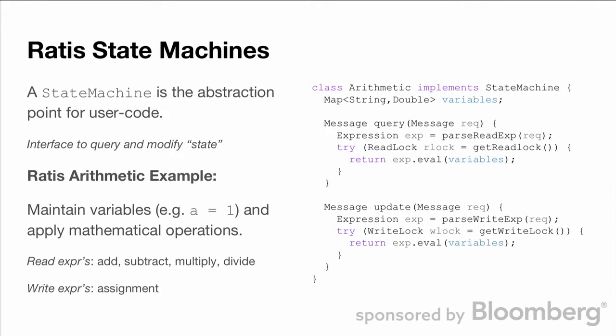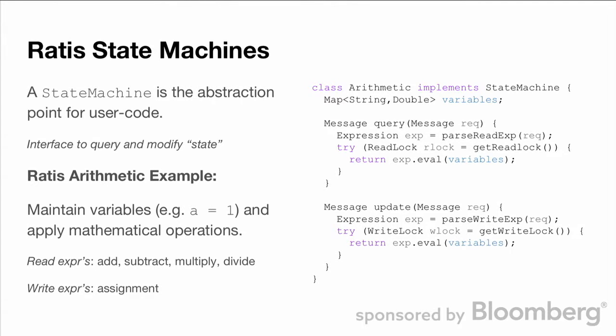A Ratis state machine is sort of the abstraction point that Ratis gives to say, hey, okay, I'm using Ratis to do distributed consensus. What is the state that I'm actually making sure is consistent? I have a little bit of pseudocode here on the right. Hopefully this is actually readable. More or less, there are two main operations that you have to implement in a state machine. The first is a query.